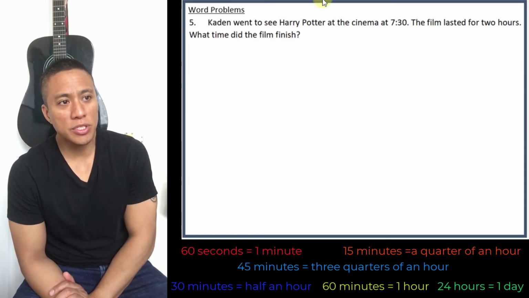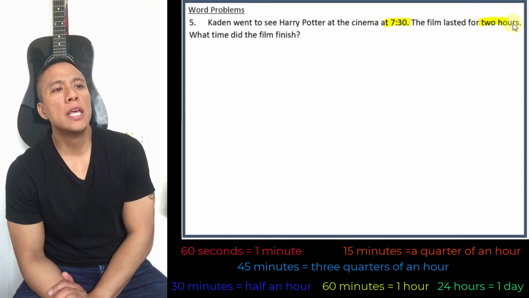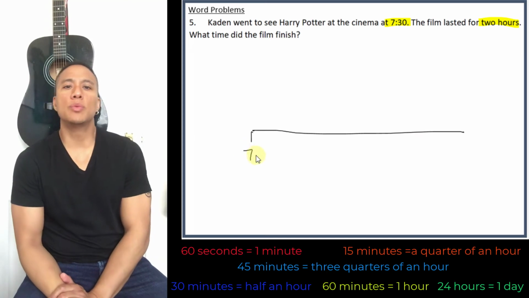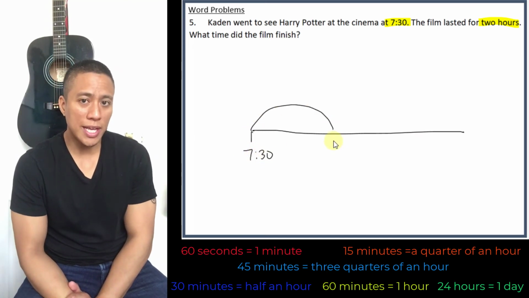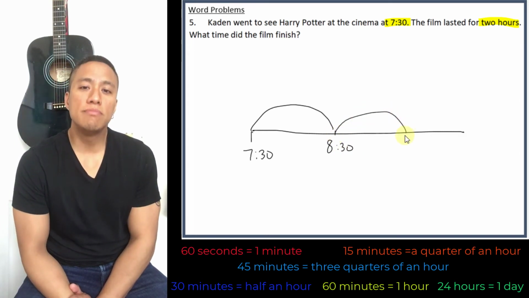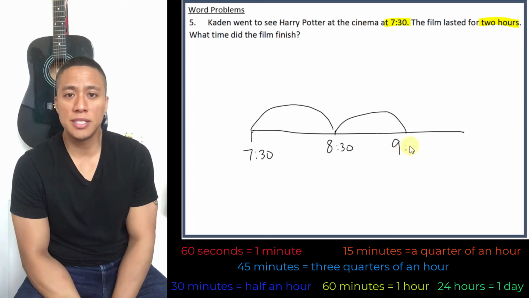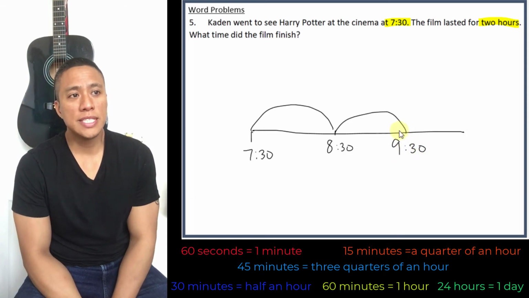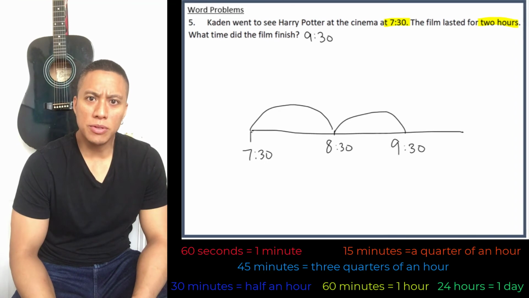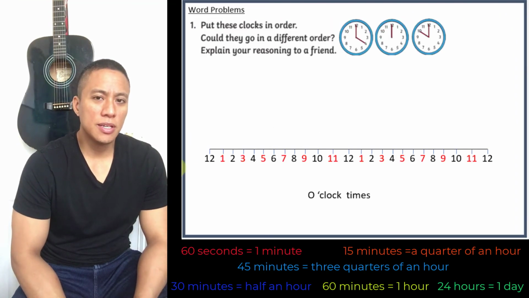Question number 5. Caden went to see Harry Potter at the cinema at 7:30. Love Harry Potter. Well done, Caden. Good choice. The film lasted for 2 hours. What time did the film finish? We're counting in hours. Keyword here, hours. So 1 hour. 7:30. We land on 8:30. Minutes stay the same. 2 hours. So 1 more hour. Yes, there we are. We landed. The minutes are still the same. 30. But it's now gone from 8 to 9. So it's 9:30. The film finished at 9:30. 2 hours. Well done.